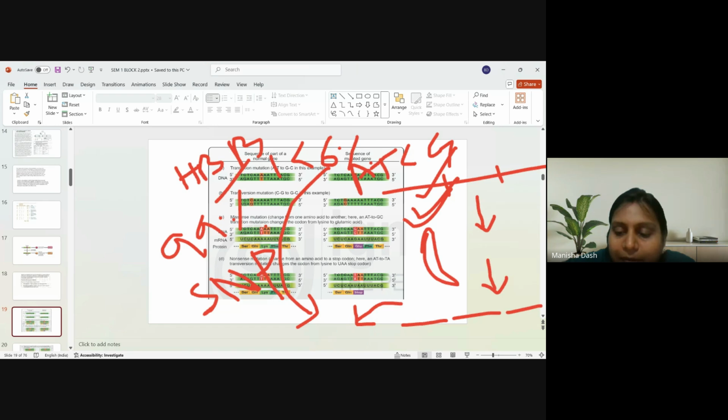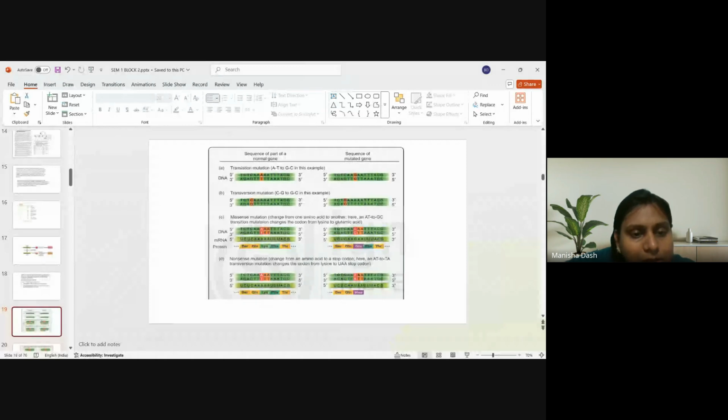So there could be various types of single gene mutations. You should remember the names as well and what they mean. The first two types of mutations are called base shift mutations. In this case, there is a change in the base pair, like base substitution mutation.